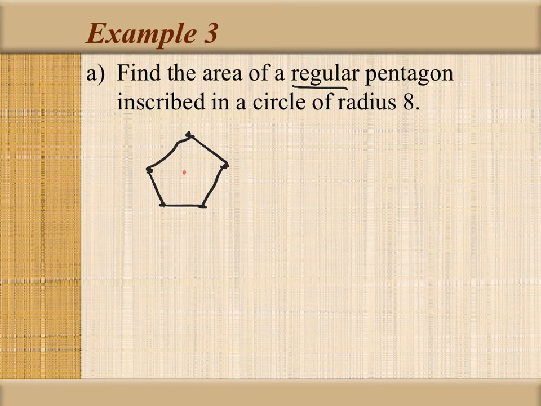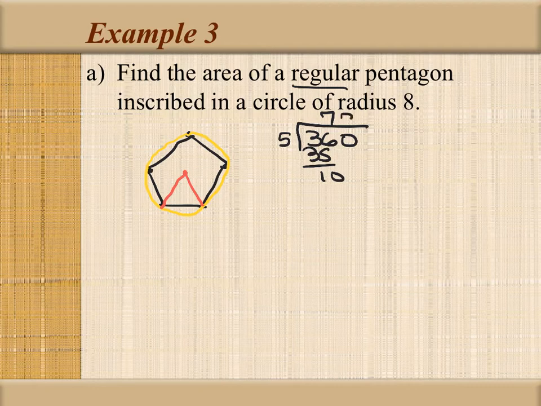And if I put my center point here, now I could draw the circle around it. And then I can draw in my radii. I need to calculate the measure of the central angle. Remember, to find the measure of the central angle, you're going to take 360 and you're going to divide it by the number of sides. So 360 divided by 5 is 72. So the measure of my central angle is 72 degrees.